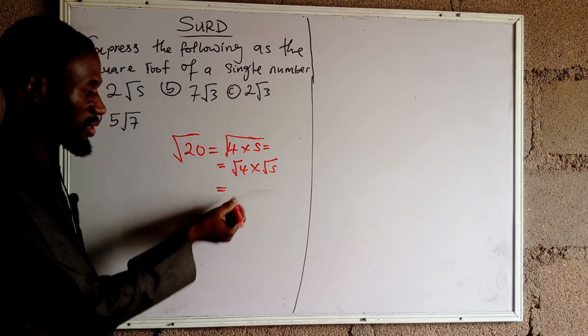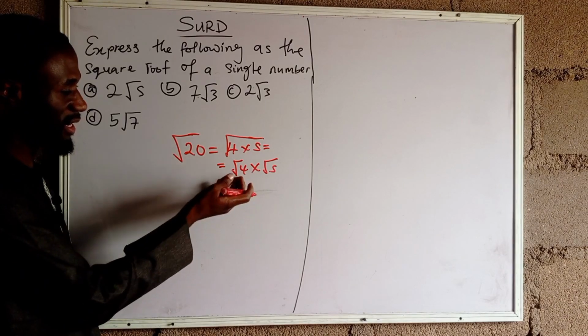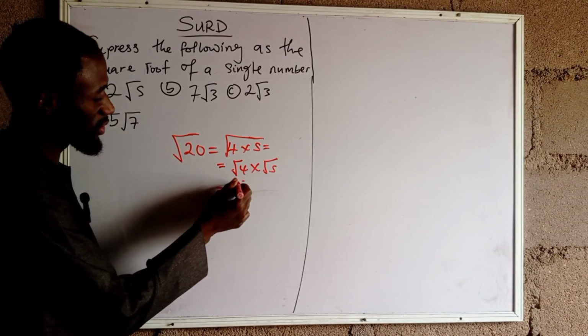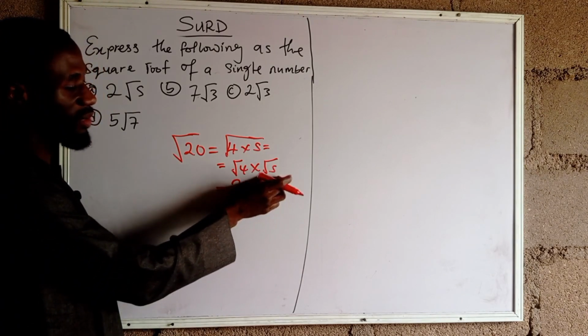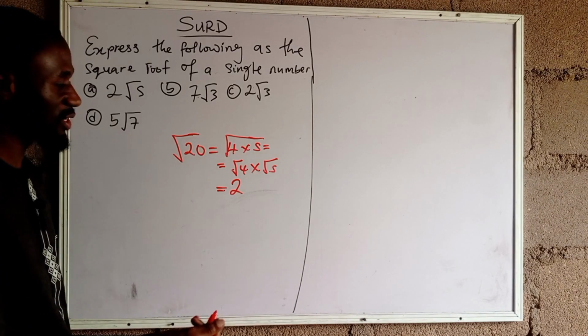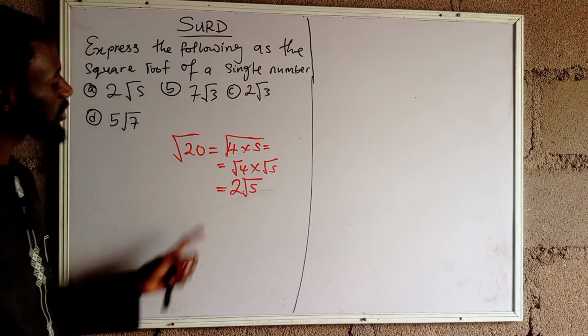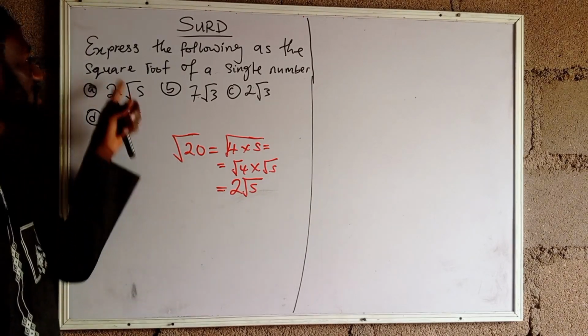Then the next thing to do is to simplify the square root of 4. Since 4 is a perfect square, you can easily simplify it, which gives 2. The 5 doesn't have a square root, so we leave it, and you get 2 root 5. This shows that the square root of 20 is equal to 2 root 5 in a short form.